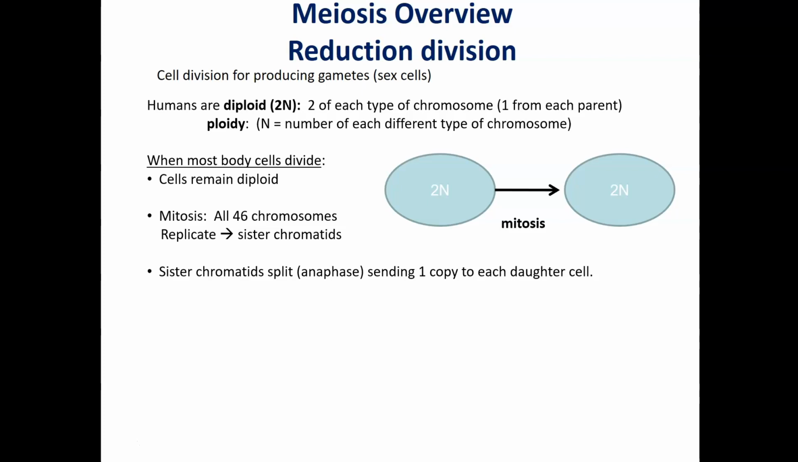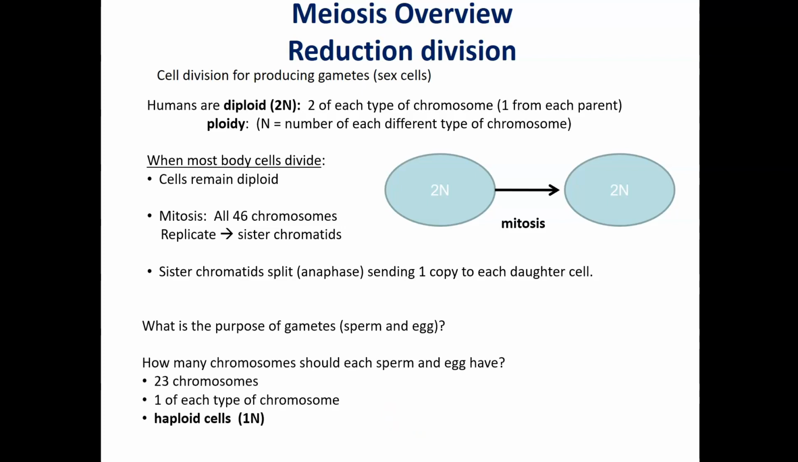And so when we had a cell enter into the cell cycle, it had 2 of each type of chromosome, one coming from mom and one coming from dad. And by the time the cell exited the cell cycle, we had 2 identical daughter cells relative to the parental cell that entered into the cell cycle. That will not be true for meiosis. In meiosis, we have a cell that's going to enter into the cell cycle, but by the time we're done, we are going to have half the number of total chromosomes in the cell.